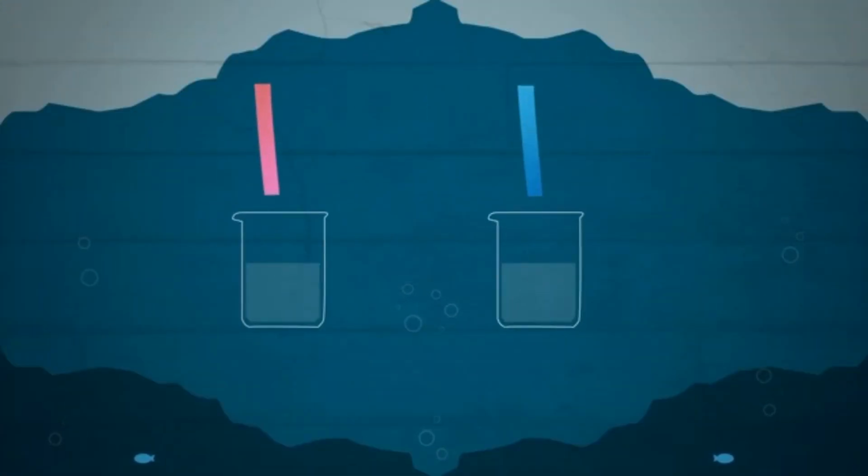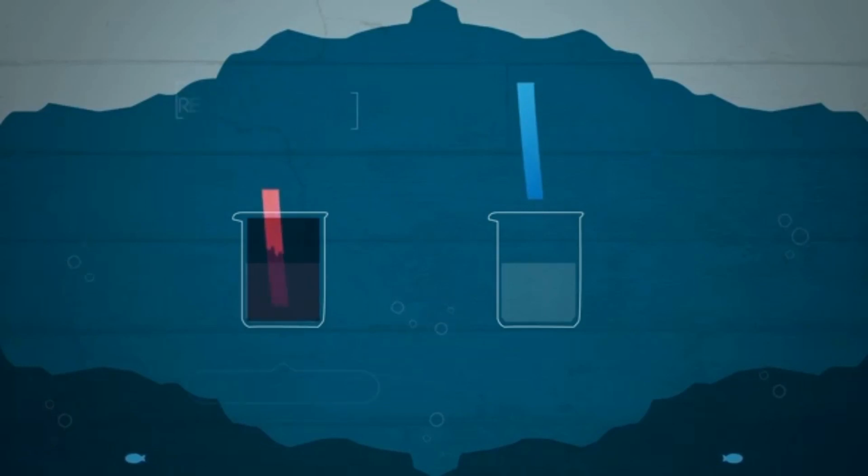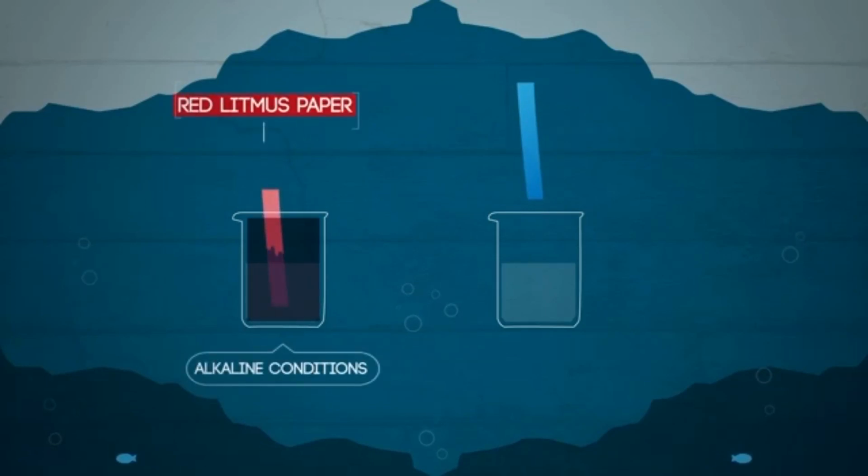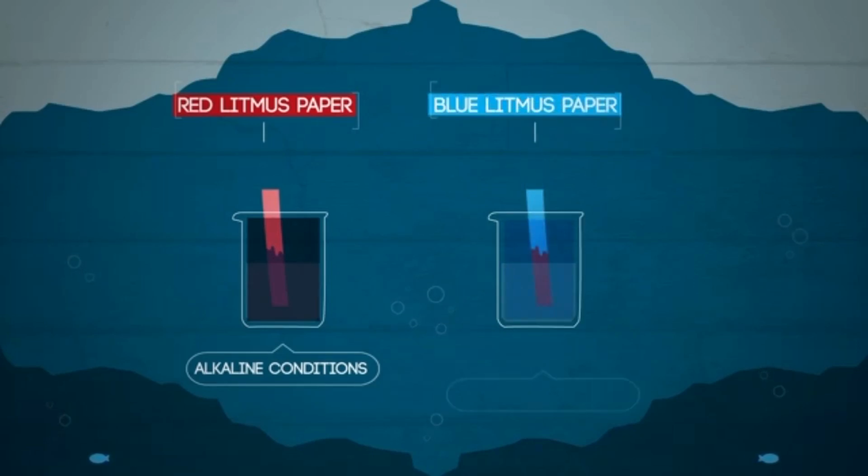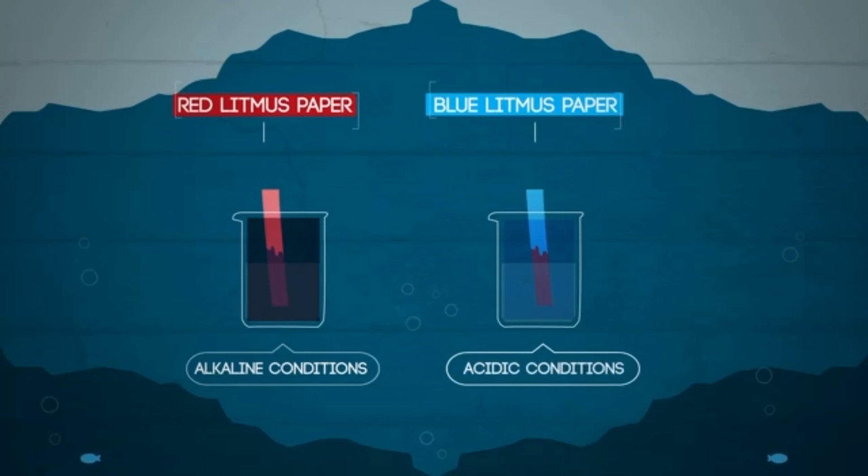Red litmus paper changes colour from red to blue under alkaline conditions, but no change under acidic conditions. Blue litmus paper changes colour from blue to red under acidic conditions, but no change under alkaline conditions. So just remember that red litmus paper changes colour for alkalis and blue litmus paper changes colour for acids.